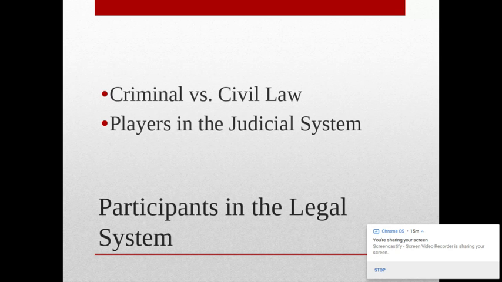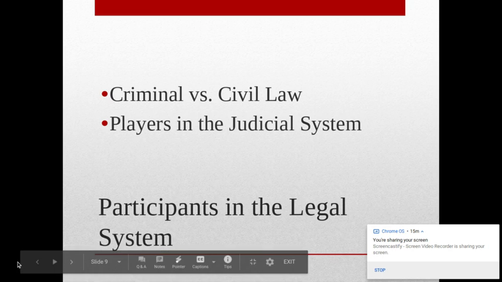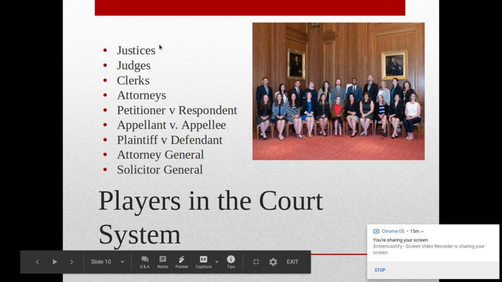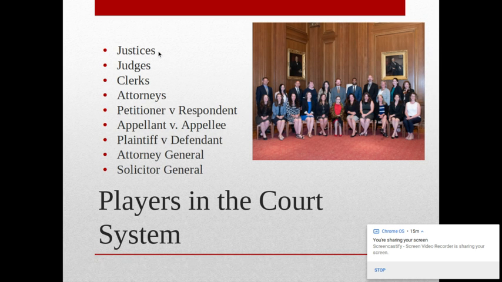So these are some of our participants, but there's also other participants in the legal system that we need to talk about. We've talked about justices already, so we know who those are, and judges are basically the judges who aren't serving in the Supreme Court. We call them justices of the Supreme Court. Everybody else is a judge. I want to talk with you briefly about the clerks so that you understand what clerks are. Every judge and justice has at least one clerk. Members of the United States Supreme Court have more than one clerk.